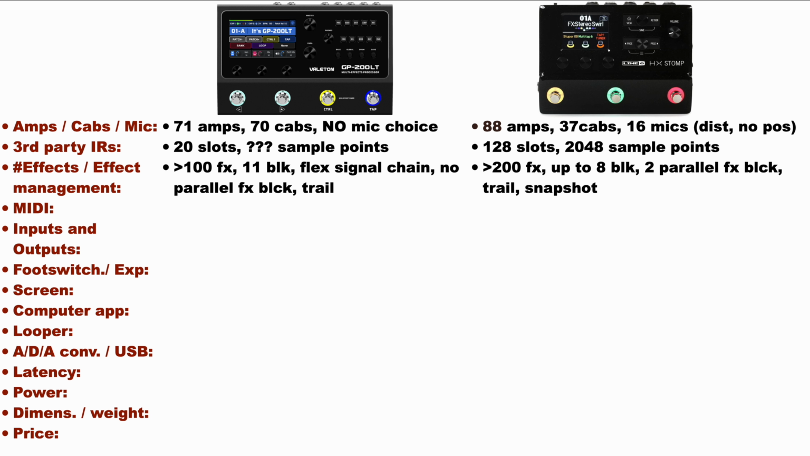In the Valeton GP 200 LT we have more than 100 effects distributed in 11 blocks that you can arrange in whatever order you want, with no possibility to have parallel effects and with no possibility to load many instances of the same effect. In the HX Stomp we have more than 200 effects arranged in up to 8 blocks, DSP power permitting, that you can arrange in whatever position you want and with the possibility to have parallel effects.